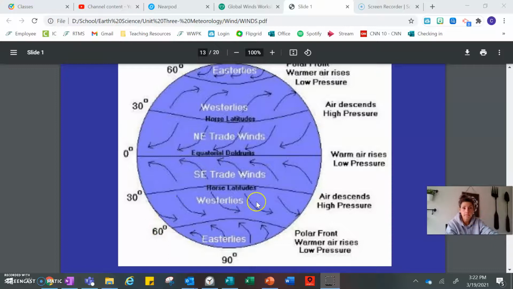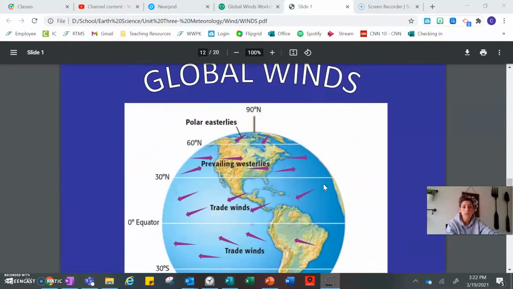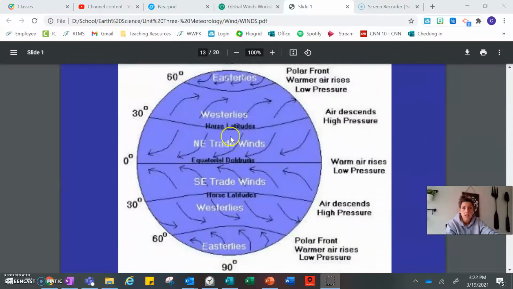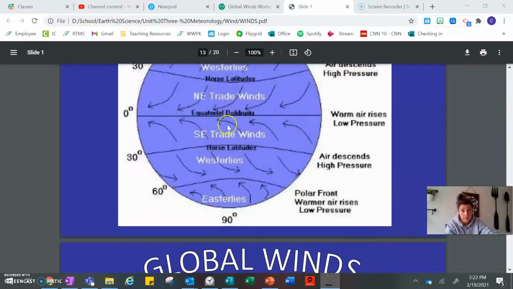Okay? And then our last set of winds are called the polar easterlies. Sometimes people just call them easterlies, but they're polar because they're at the poles. So, from 60 degrees north to 90 north in the northern hemisphere, and from 60 degrees south to 90 south in the southern hemisphere, we've got these polar easterlies.